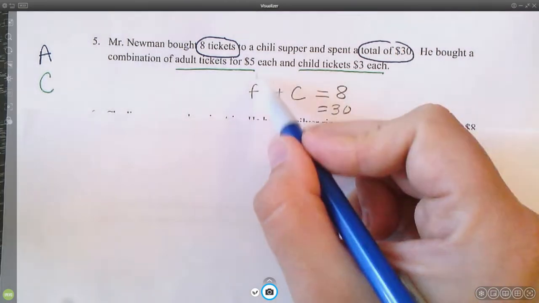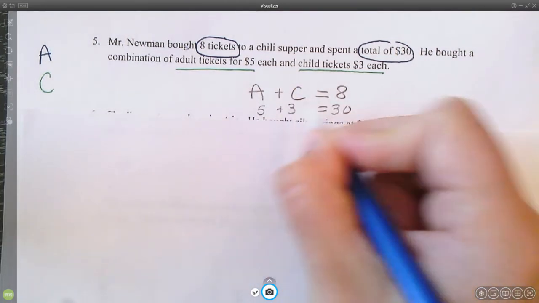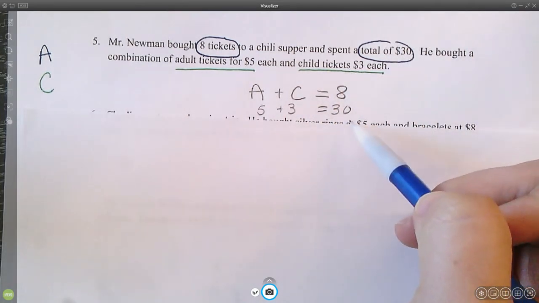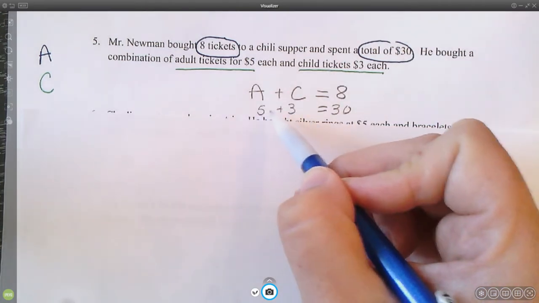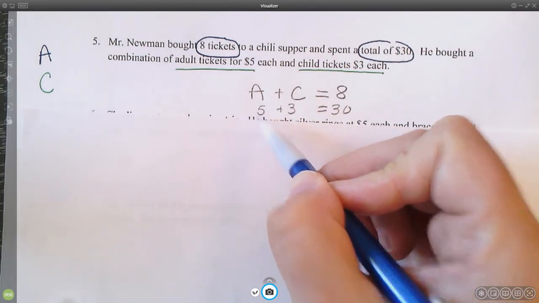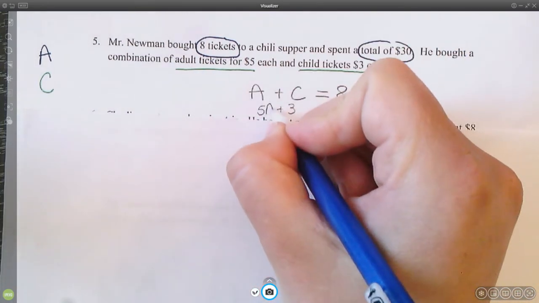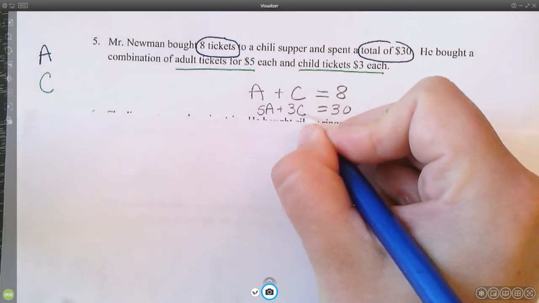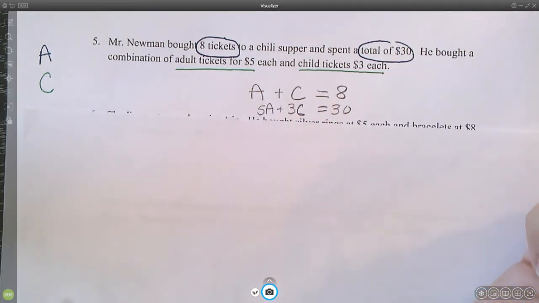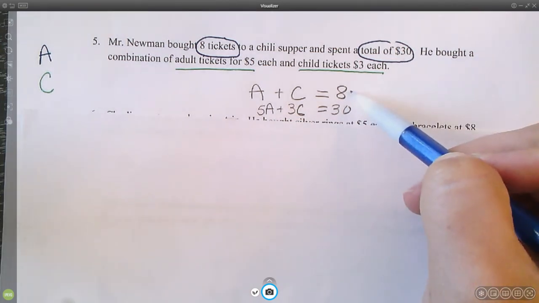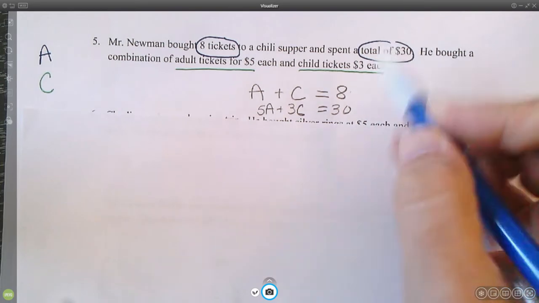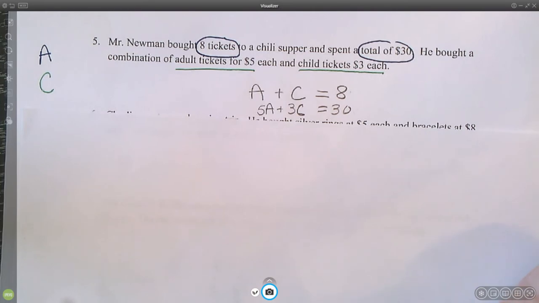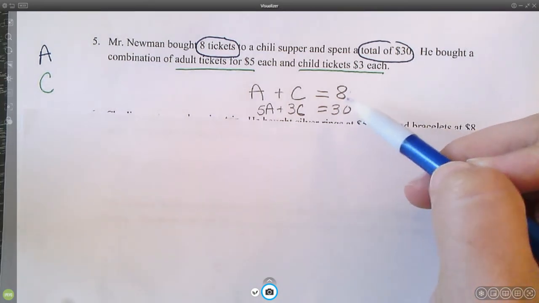So a lot of students will just put 5 plus 3 equals 30 because it's $5, $3 should equal $30. But that doesn't quite make sense. We need to put our variables in here. So $5 is talking about your adult ticket, so you're going to have 5A. 3 is talking about the cost of your child ticket, so it's 3C. If you're wondering how I knew to put the 8 and the 30 here, this is where your totals will be. Whether you're talking about money or your number of tickets, these are just going to be what your totals are.